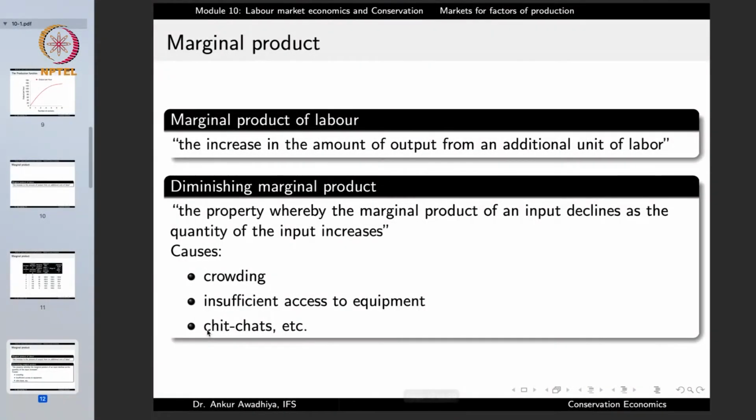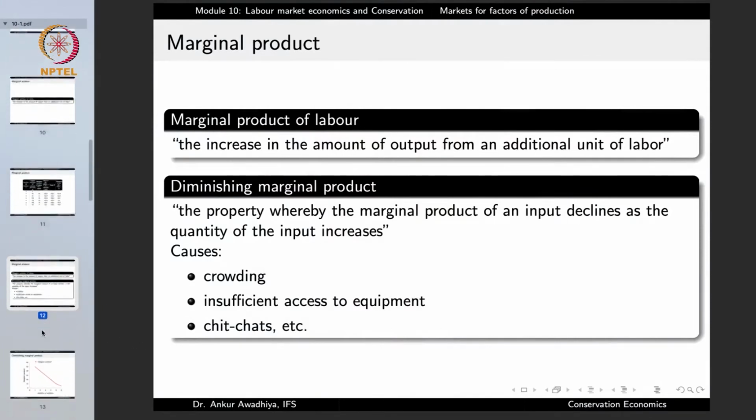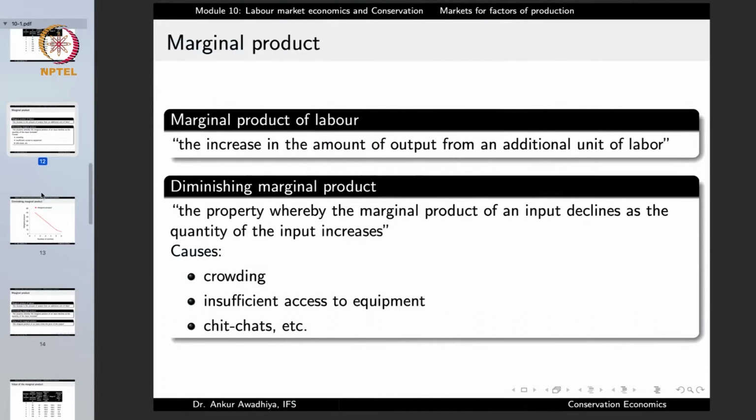And the reasons include things like crowding, insufficient access to equipment, chit chats, and so on. So probably there is only one mixer, or only one stove, or let us say that there are only two stoves. And if you have six laborers, then not everybody has access to the stove at all times. So you can have the diminishing marginal product because of physical crowding, or insufficient access to equipment, or because of chit chats and so on.